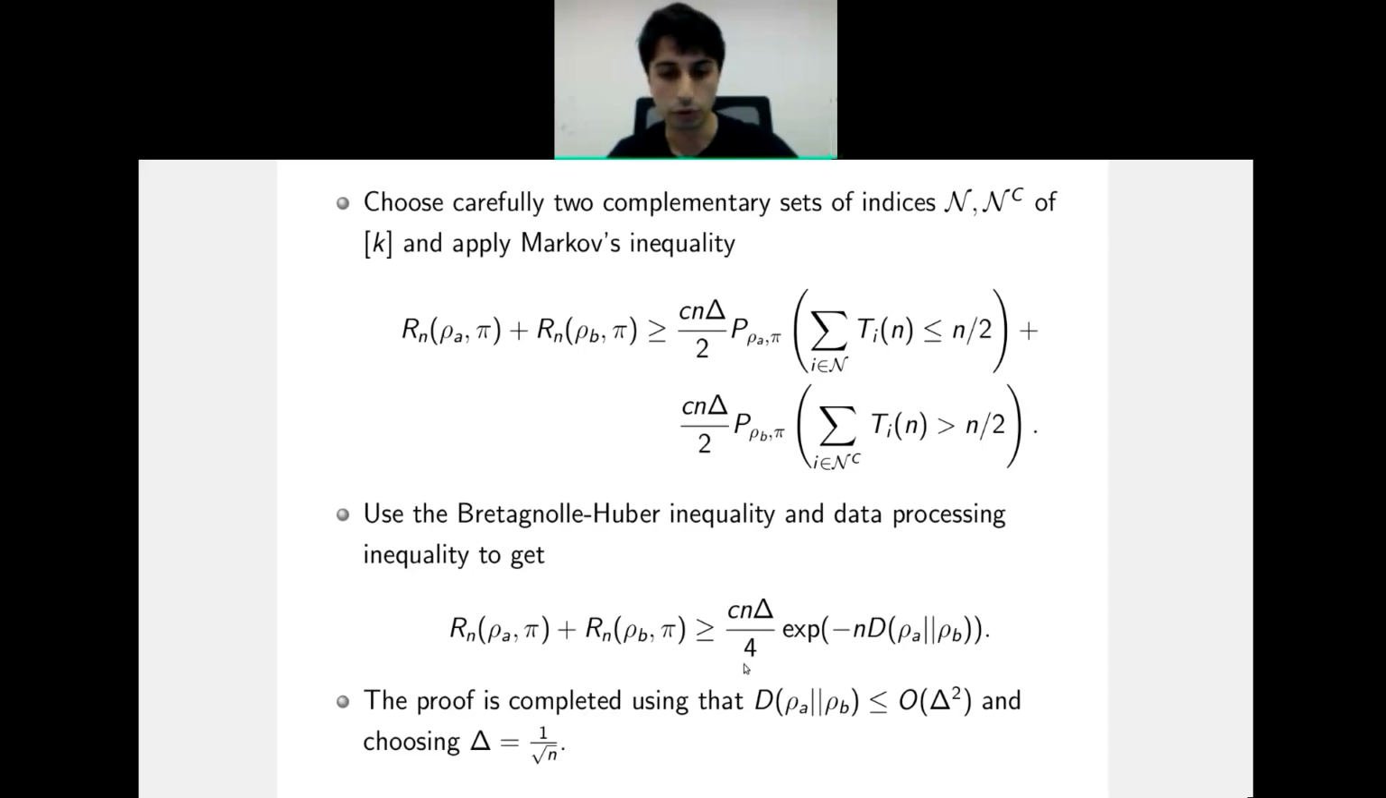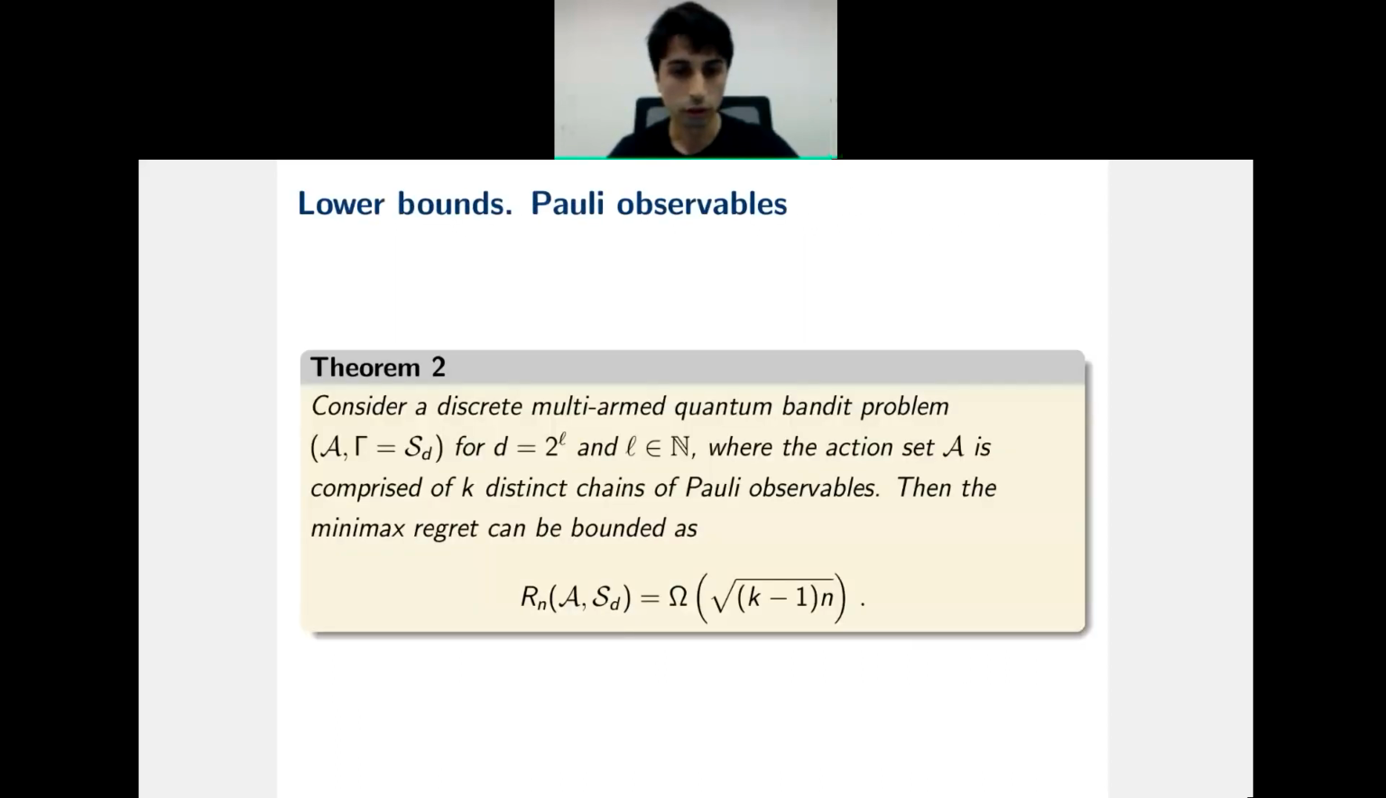And then the proof is completed by just seeing that this divergence is less than or equal to something that goes as delta squared, and then choosing delta as 1 over square root of n, the proof is complete. So this is the only proof that I will discuss in this talk. The other examples that we study are proven in a similar way.